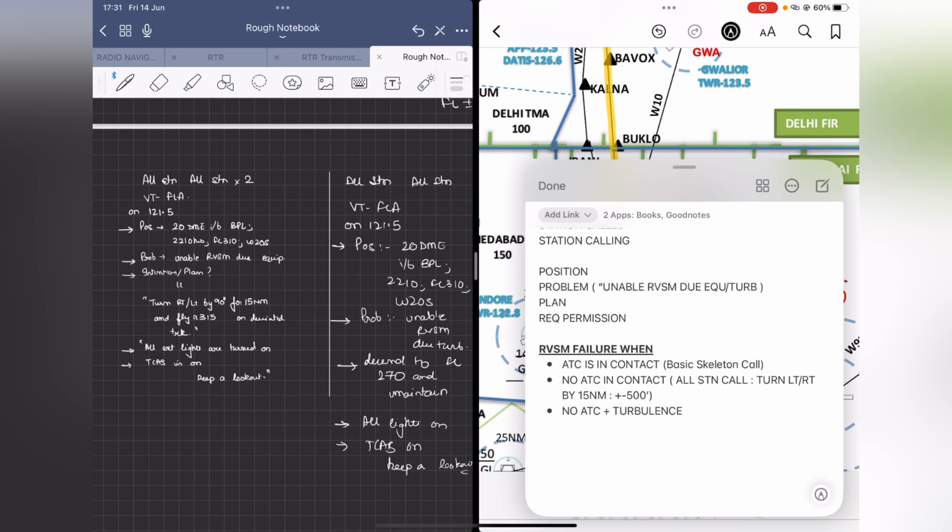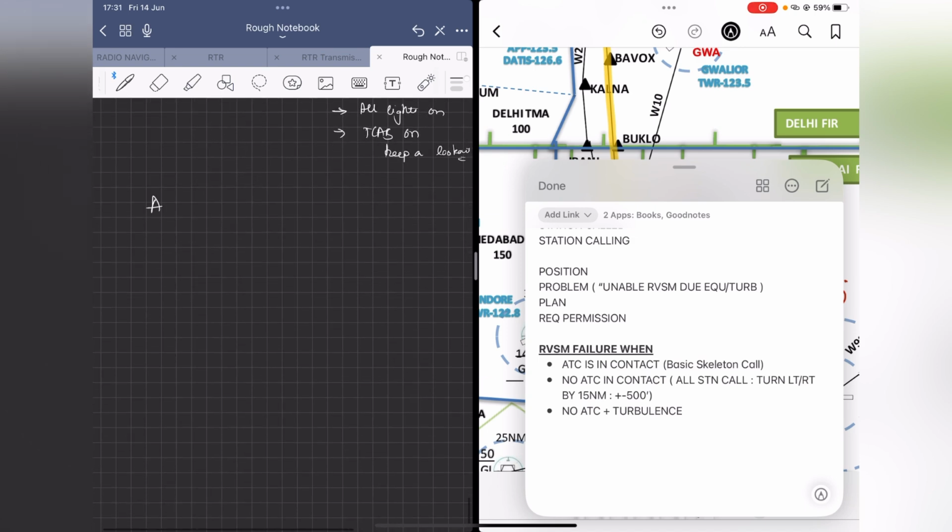Okay, again, very straightforward, very easy, right? Always remember, no ATC contact, equipment failure, you turn left, you turn right of your deviated track, you fly a deviated track. But in case you're facing turbulence, while ATC is not in contact, you're going to ask for a descent. There are always smaller situations where, let's say, your ATC is busy.